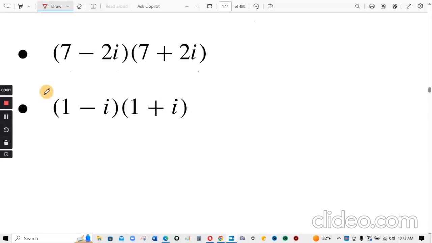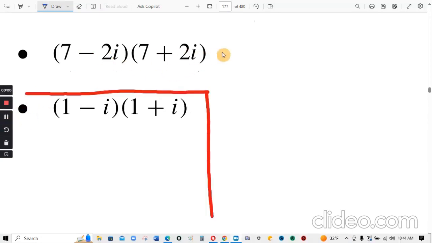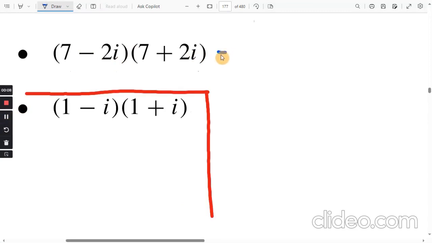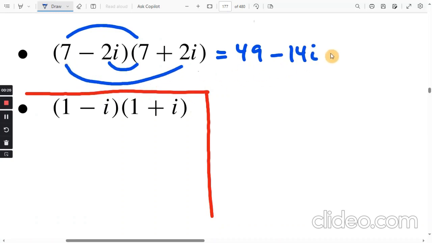All right, please pause and try these 2 right here. So I'll do it the long way first, and then I'll use the shortcut. Distributing, 7 times 7 is 49. Inner is negative 14i. Outer is positive 14i. And last is negative 2i times positive 2i.